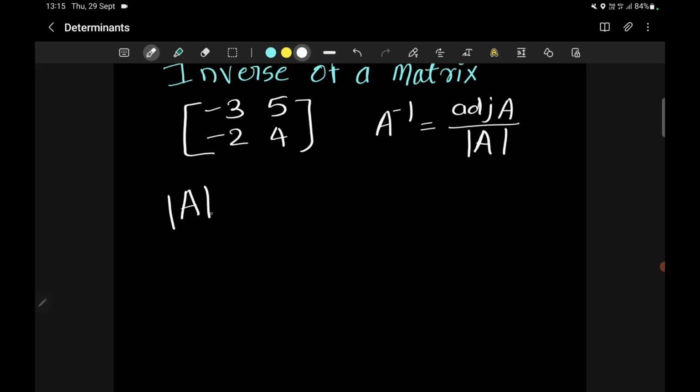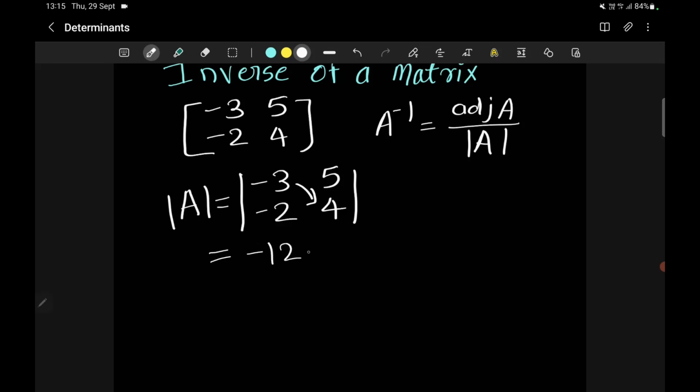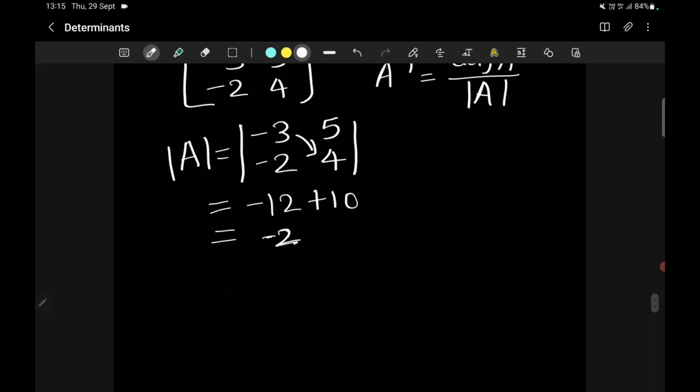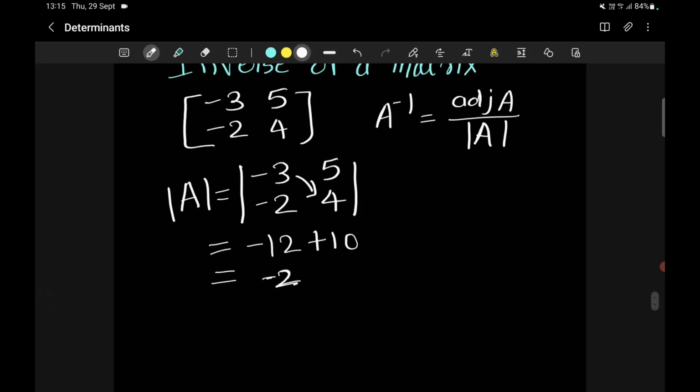For that we will write minus 3, 5, minus 2 and 4. Now let's multiply these two terms. Minus 3 into 4 is minus 12. Minus will be there by default. Minus 2 into 5 is minus 10. That will become plus 10. Minus 12 plus 10 is minus 2. So now we got the result for determinant of A. Now let's find the adjoint of A.